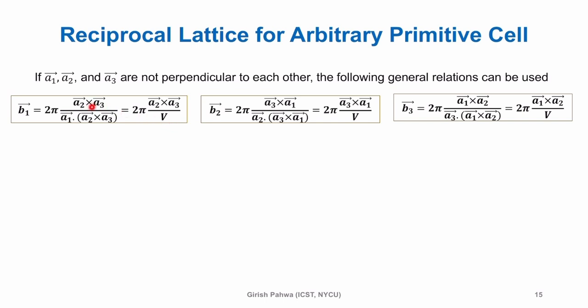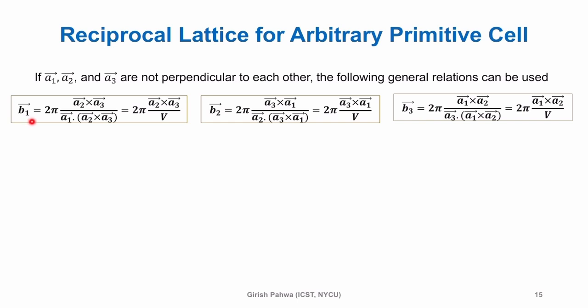It's an area, kind of. If you take the vector product of 2 vectors, that gives you basically the area formed by those vectors. So area divided by volume. You see that dimensionally b1 is still 2 pi by some length. So the numerator is area, denominator is volume. Area by volume gives you 2 pi by some kind of a length. So dimensionally it is still 2 pi divided by some kind of a length.